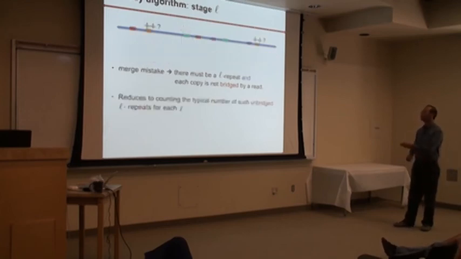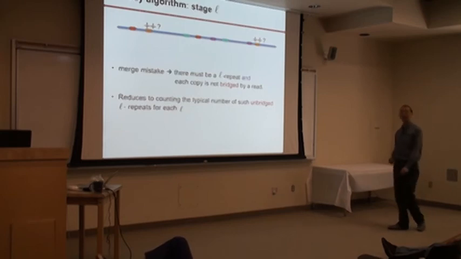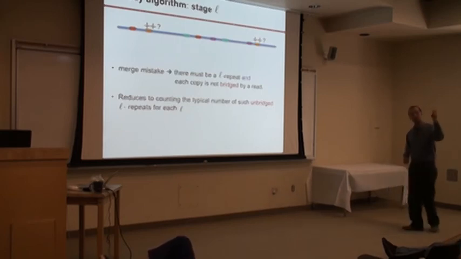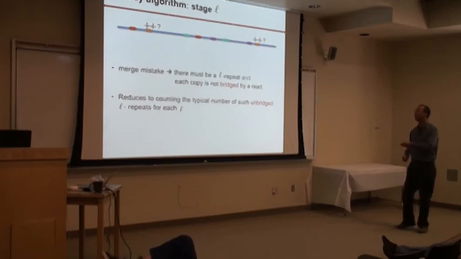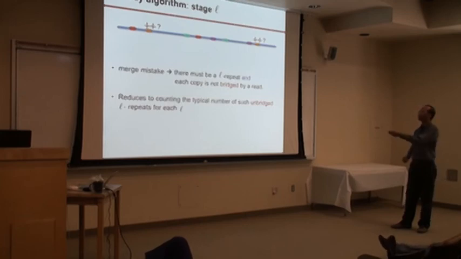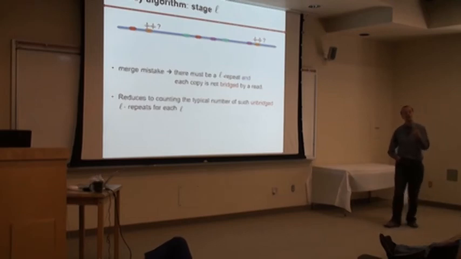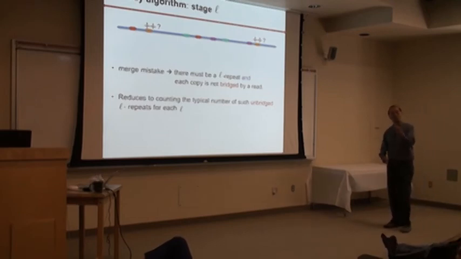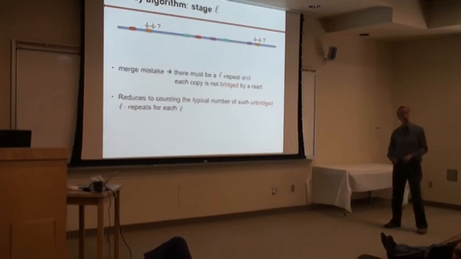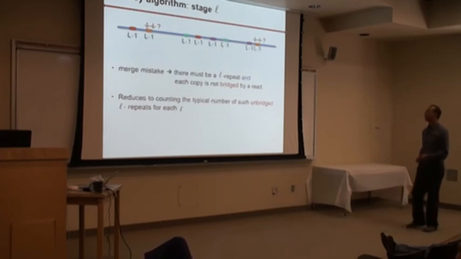Okay? So, how do you analyze this problem then? Well, let's go to Shannon. Shannon tells us, let's just try to analyze the typical number of such unbridged repeats. We're going to look at how many repeats there are, and then look at how many of them are unbridged. And then basically, if it's very small, then we're safe. If it's very large, we're not safe. And information theory tells us that something is either very small or very large. It's never somewhere in the middle. Okay? All right. So that's what happens.